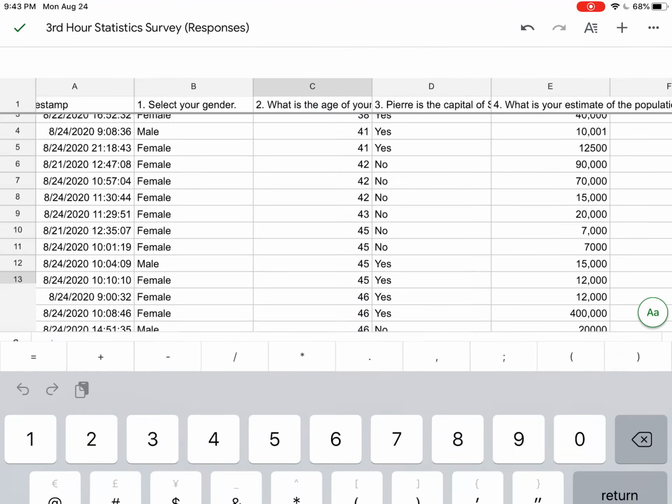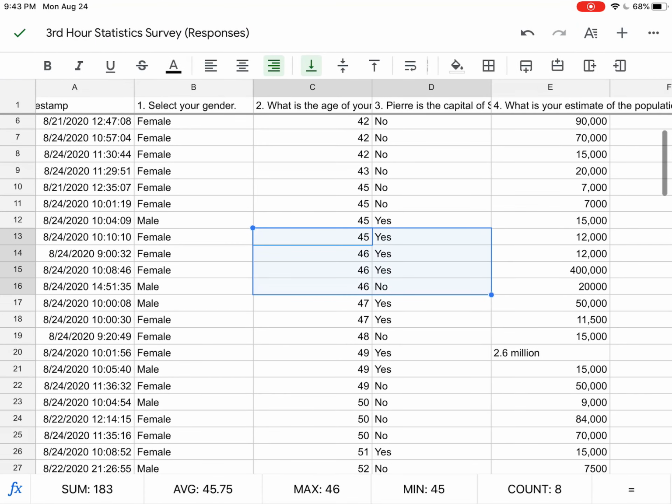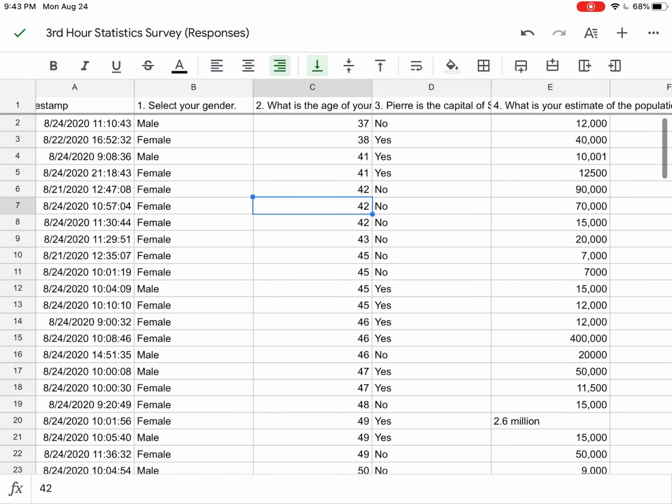So this 37-year-old parent did not say 7,000 for their estimate. They had said 12,000. So it's still linked together. So just pointing out that that's one nice thing about Google Sheets. So now I'm just going to use this data set and go make those dots.